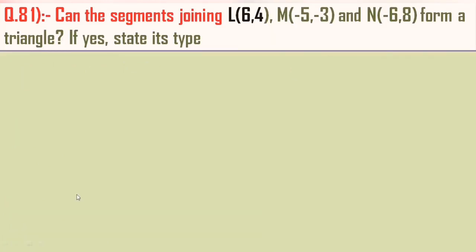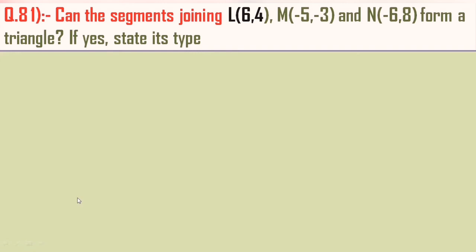Students, this is the 8th question on your screen. The question says that 3 points are given and we need to decide whether these points are going to make a triangle or not, and if yes, we need to state the type of it. Okay, so very first, how are we going to decide whether these points are going to make a triangle or not?